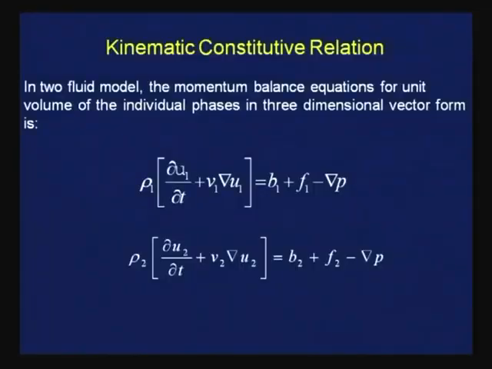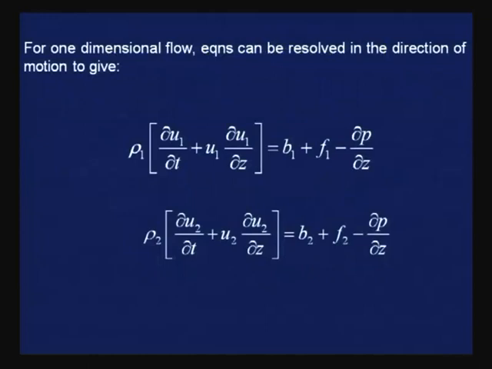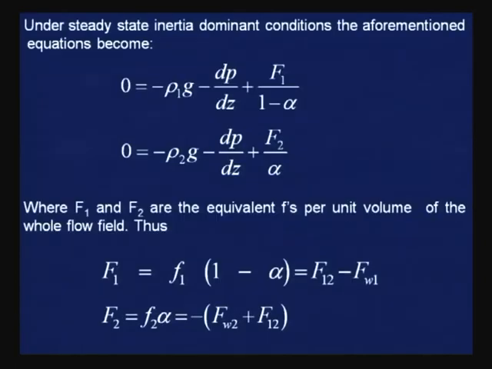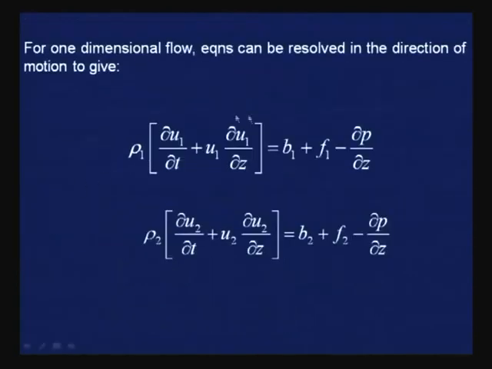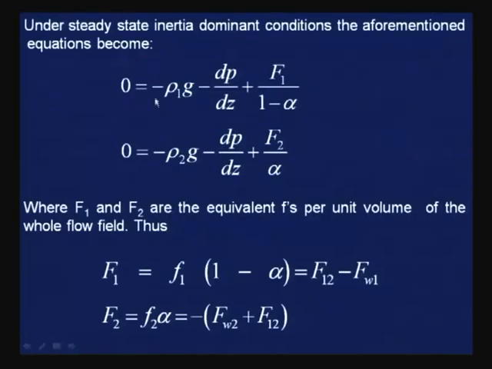Correct. Now, usually what we do, we take up the one dimensional approach. In the one dimensional approach, the equations reduce to this particular form, which is quite evident to you. Now, in our case, for steady state conditions, when the inertia dominant conditions are there, then naturally the left hand side disappears, and this portion becomes equal to 0, this portion becomes equal to 0, which I have written down. B1 is nothing but minus rho 1 g. I have considered the direction of flow, the upward direction, to be positive. So, naturally your B1 becomes minus rho 1 g, B2 becomes minus rho 2 g. One dimensional, so they become minus dp dz.